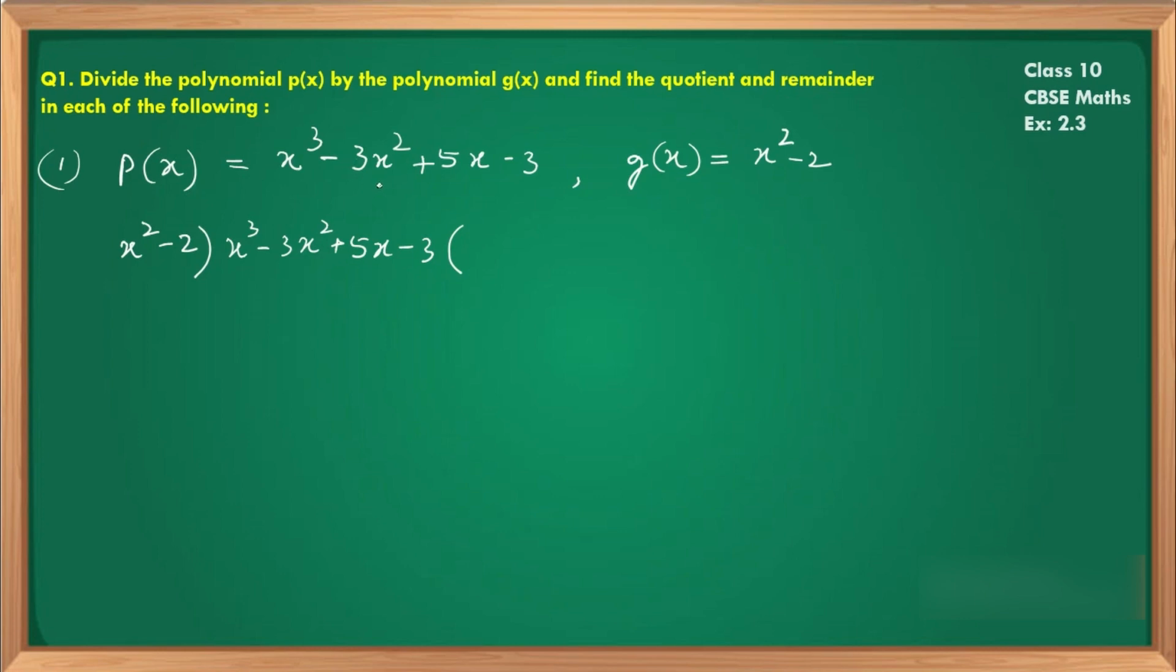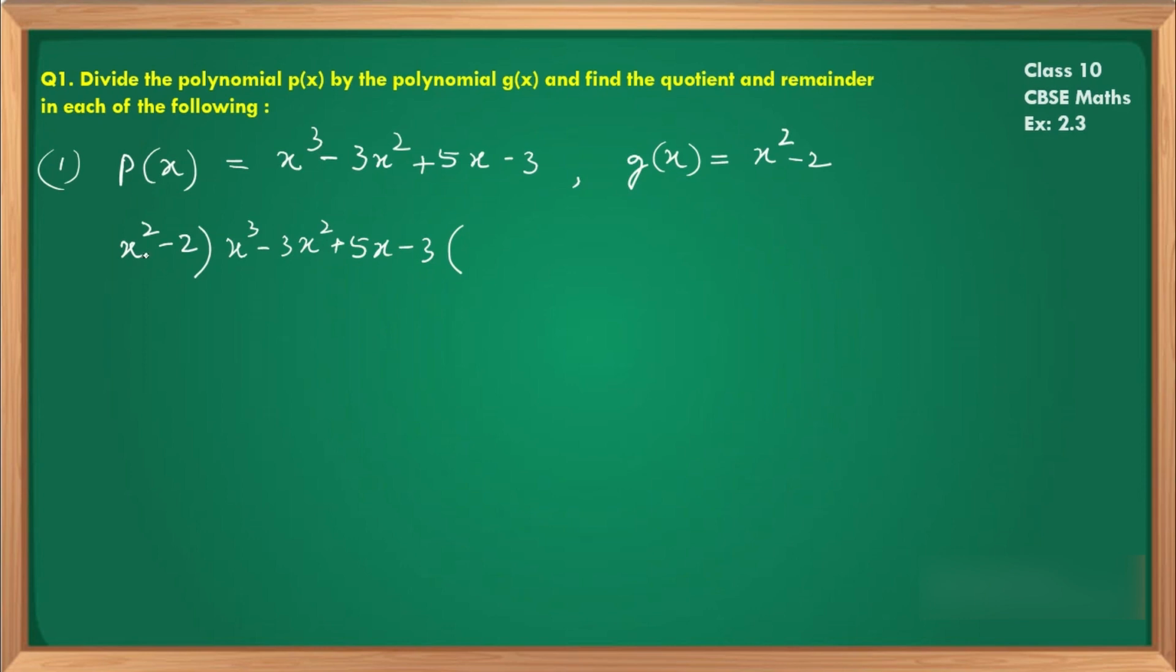We need to divide the first polynomial p(x) by polynomial g(x). Now, we have already written here, this is written, which is the divisor. g(x) is the divisor. It is written here. And x cube minus 3x square and so on is written as the dividend. Now, we need to divide this dividend by the divisor x square minus 2.